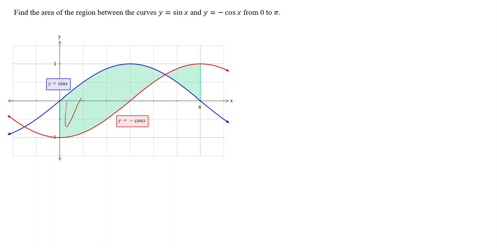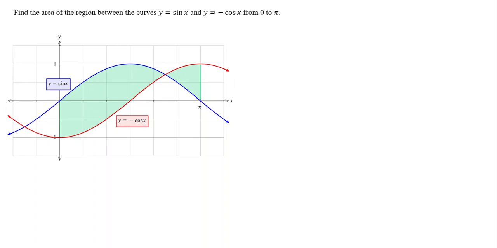So we just need to do this in two parts. Just think about it. We just need to do it in this part where we've got our sin x as our top function, and then we're just going to add the area over here where negative cos x is our top function. That's pretty much it. So let's figure out where this actually crosses, because we're not exactly sure right now. We might be able to guess it, but let's make sure.